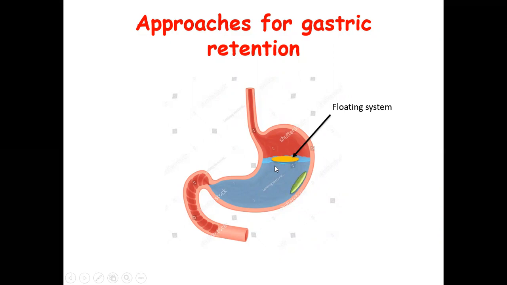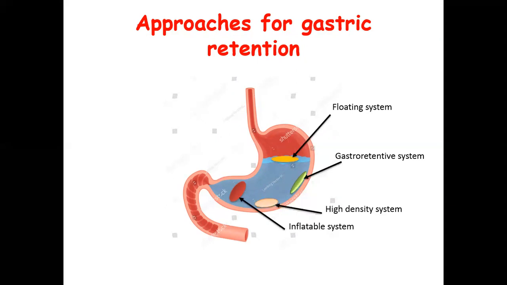Next system is the mucoadhesive, the gastroretentive system. Next is the inflatable system, which is also known as swellable system. And last is the high density system. The gastroretentive system is also sometimes called as mucoadhesive system. So we will see these approaches one by one in detail.